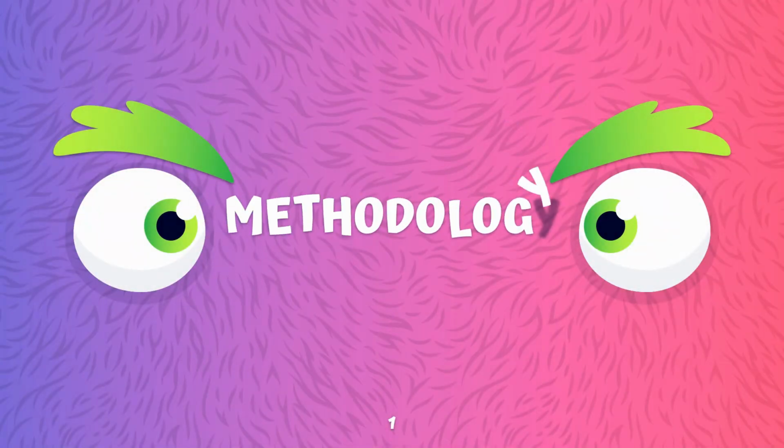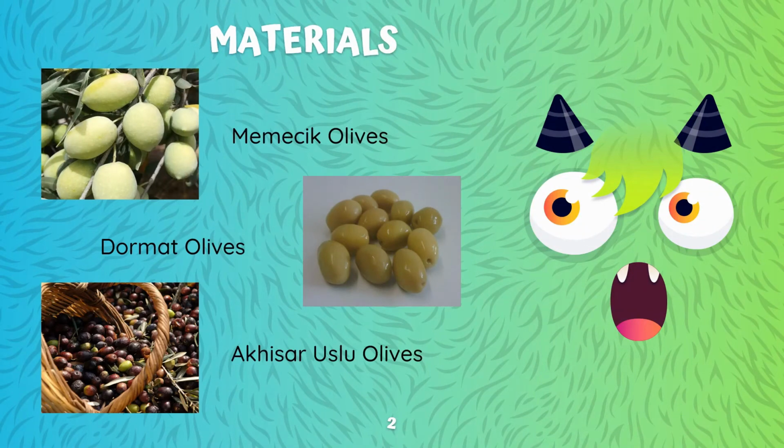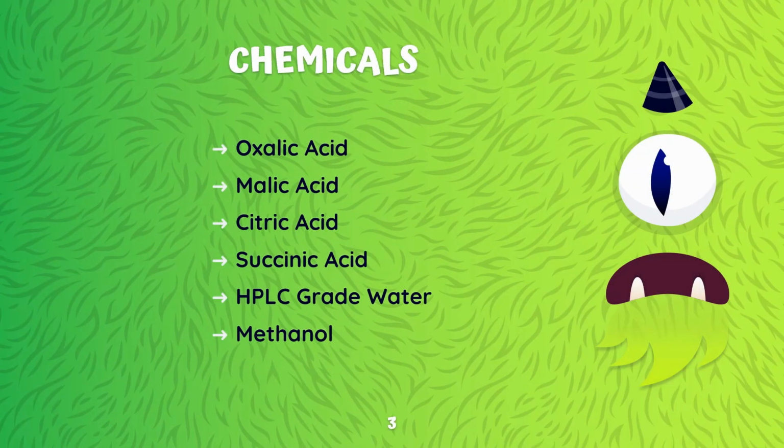Methodology. This experiment requires 3 types of olives: Mamacic olives, dormant olives, and black olives. These olive samples were kept frozen at negative 18 degrees Celsius until the analysis. Next, the chemicals used in this experiment are oxalic acid, malic acid, citric acid, succinic acid, HPLC grade water, and methanol.